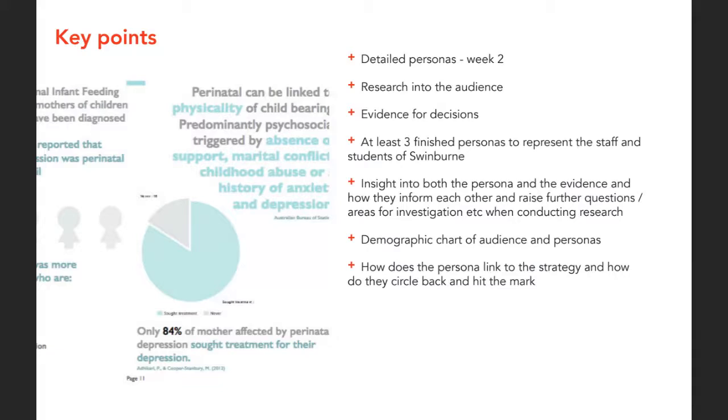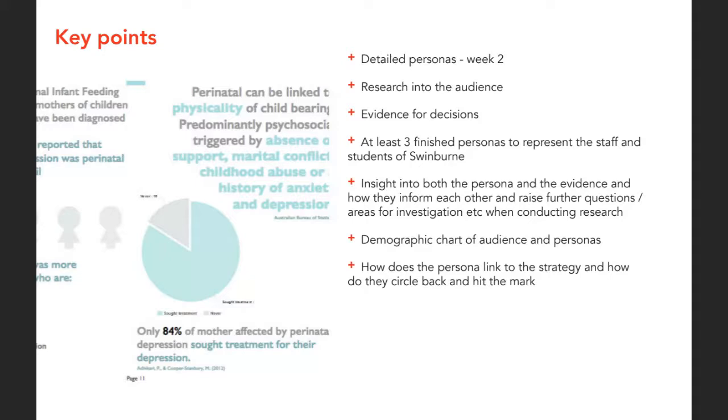And it's really good to have a really good look at the audience, of course, and use evidence for the decision. So information from the Australian Bureau of Statistics or National Union of Students, or there's a few other really good sources as well. The Swinburne Annual Report. And you want to use at least 3 finished personas to represent the staff and students or whoever is your target audience.